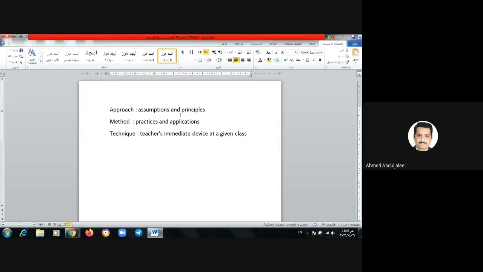This is about the method, as to be compared with the approach. Approach is something theoretical. Method is something practical. Clear up to this point? Okay, we move to technique.